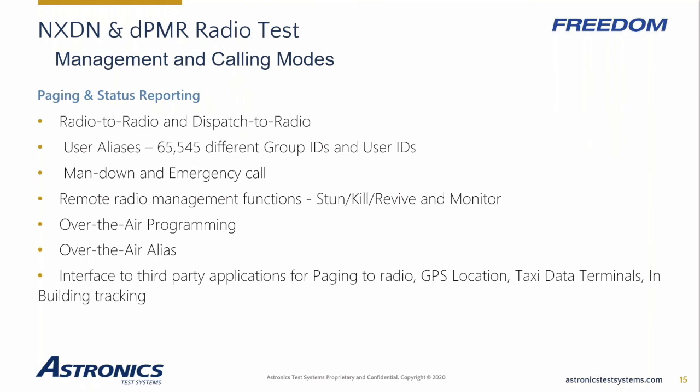The NXDN and dPMR technology also include advanced functionalities such as those already mentioned and others that you can see on this screen. These features are beyond the scope of this presentation, but if you want more detailed information, you can find it online in the documentation related to the NXDN standards. Among some of the calling modes that we can have with NXDN, you can have point-to-point, radio-to-radio, or dispatcher-to-radio. We can have different user IDs. You can use up to 65,545 different user and group IDs. And you can do emergency calls, man down, and programming over the air.